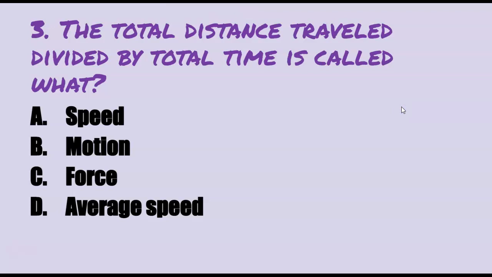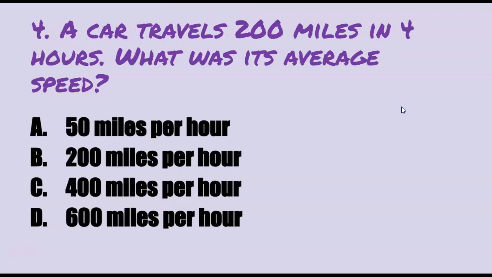Number 3, the total distance traveled divided by the total time is called, is it speed, motion, force, or average speed? The only one we haven't done so far, average speed. All right. Oh, we didn't do motion too. Sorry. This one, you've got to use your brain a little bit, maybe a calculator. A car travels 200 miles in 4 hours. What is its average speed?